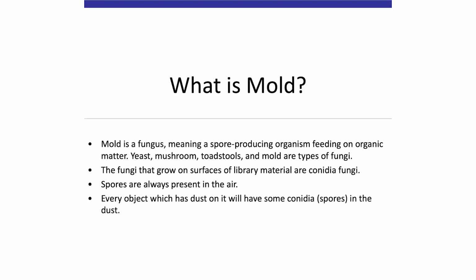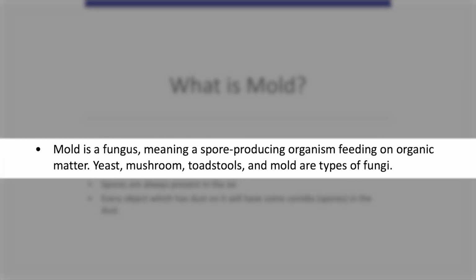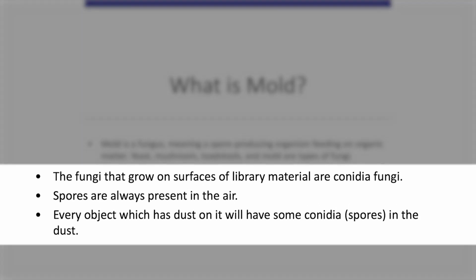Mold is part of the fungi kingdom, meaning it is a spore-producing organism feeding on organic matter. The kinds of mold that we will address in this presentation are already familiar to you. The mold that grows on oranges or bread, the fuzzy mold that appears on almost everything in the wet, hot conditions that we frequently experience here in New Orleans. These kinds of mold are Conidia fungi, a type of fungus that grows a reproductive structure called a conidia.